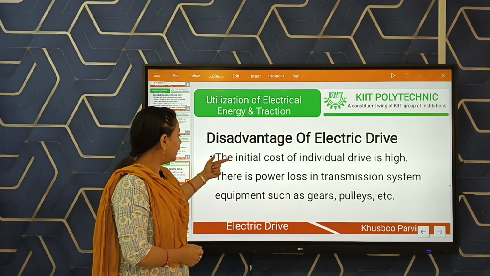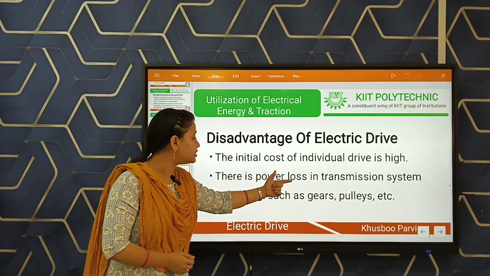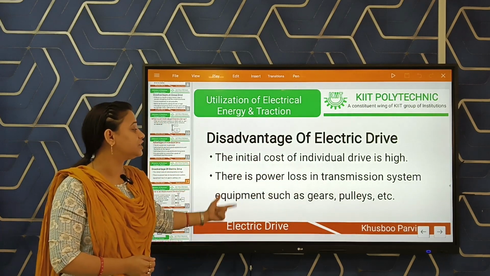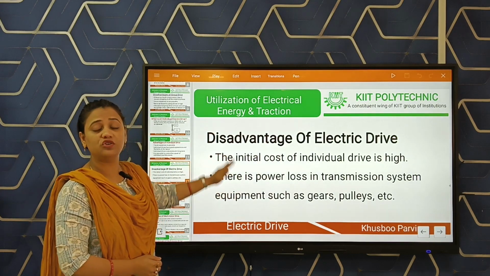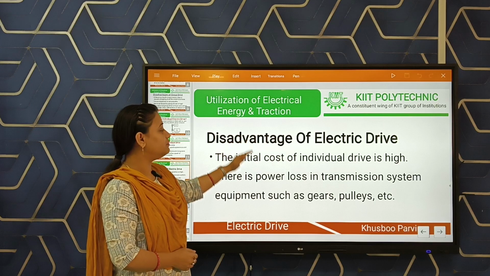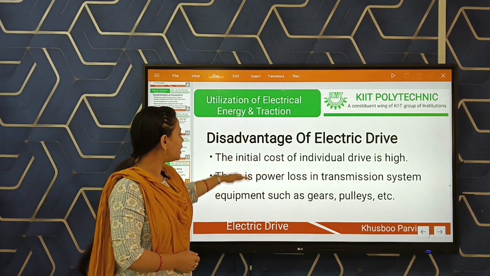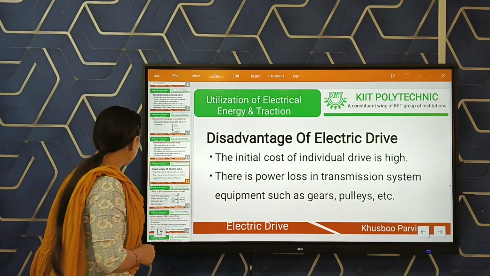There is a power loss in the transmission system equipment such as gears and pulleys, etc. So there is a power loss occurring in transmission system equipment in case of individual electric drive. So these are the disadvantages of individual electric drive.